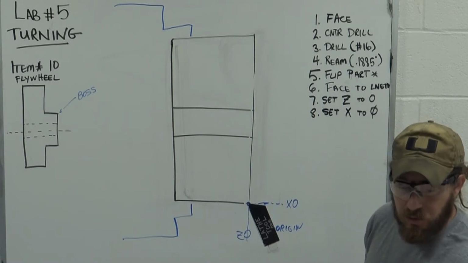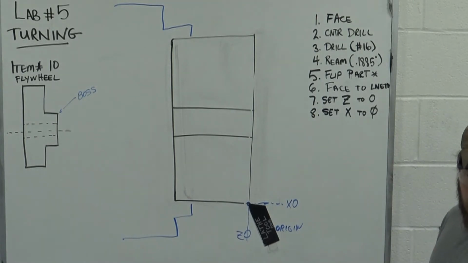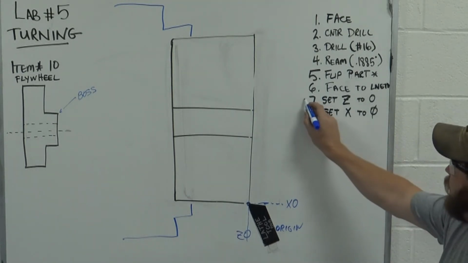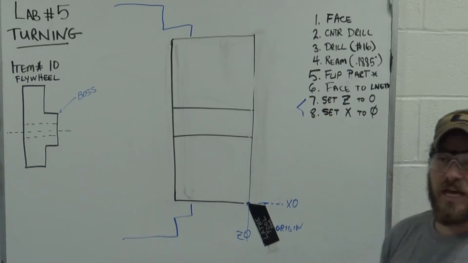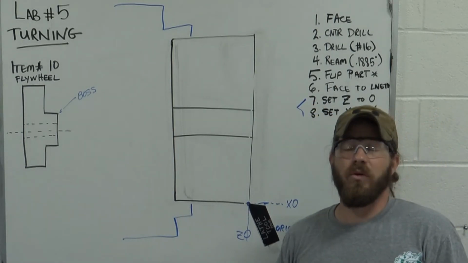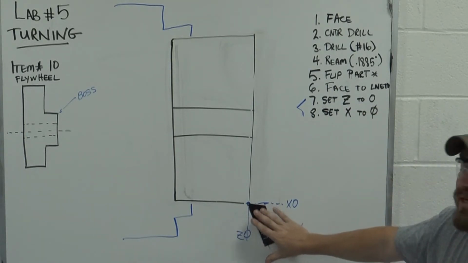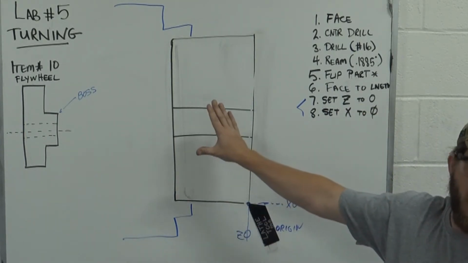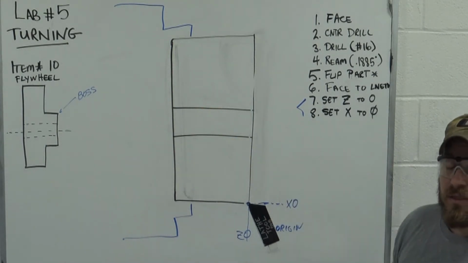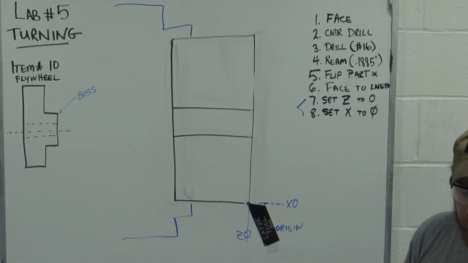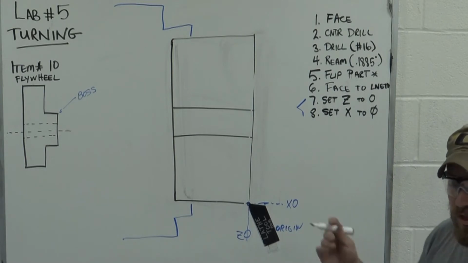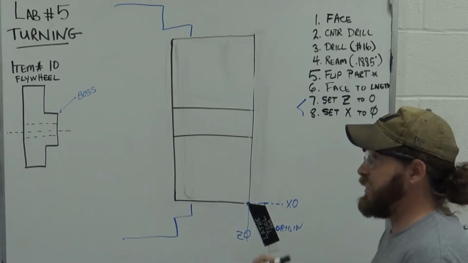All right? So, these two steps, 7 and 8, are very, very important parts. If we don't set this origin right, your part will never come out correct. All right? So, step 9, we're going to start with turning the boss. All right?